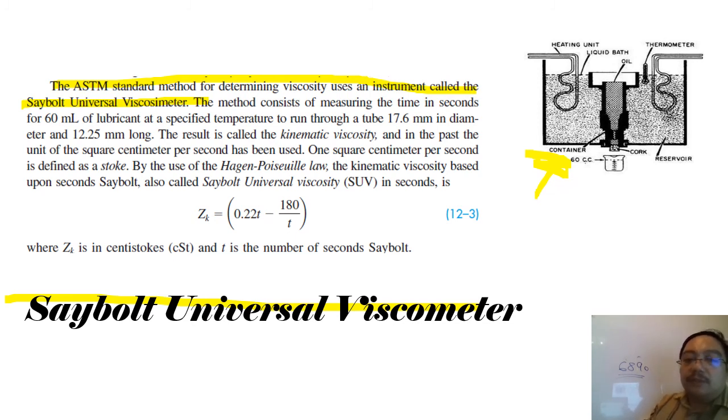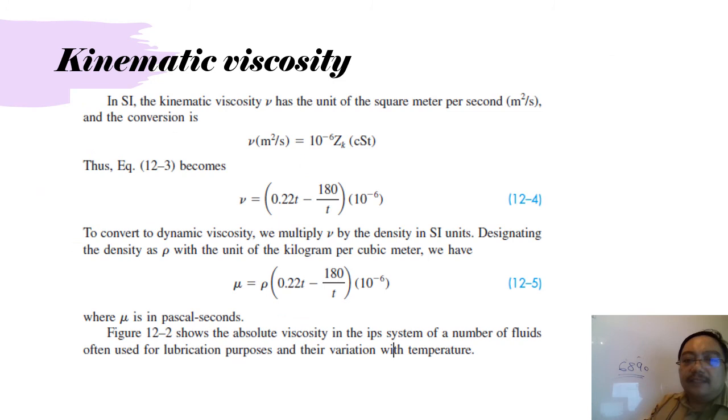So the kinematic viscosity ν equals 0.22 t minus 180 over t, where t is the number of seconds on the Saybolt viscometer. And this is the kinematic viscosity, with unit of square meter per second. So to get dynamic viscosity, we multiply ν by density, and you get this unit, where μ is in Pascal second.